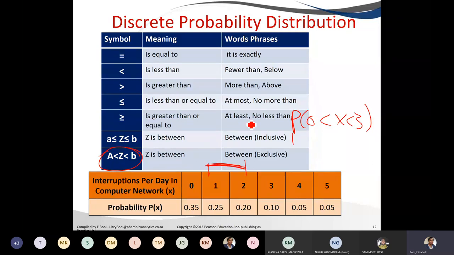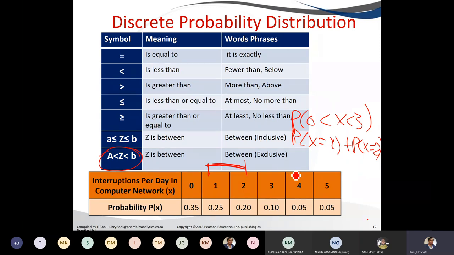So it will be the probability that x is equal to 1 plus the probability that x is equal to 2. And that's how you calculate the probabilities, which will give us 0.45.